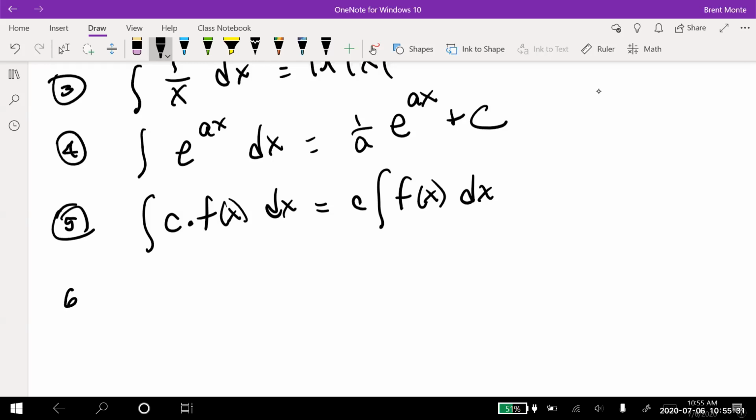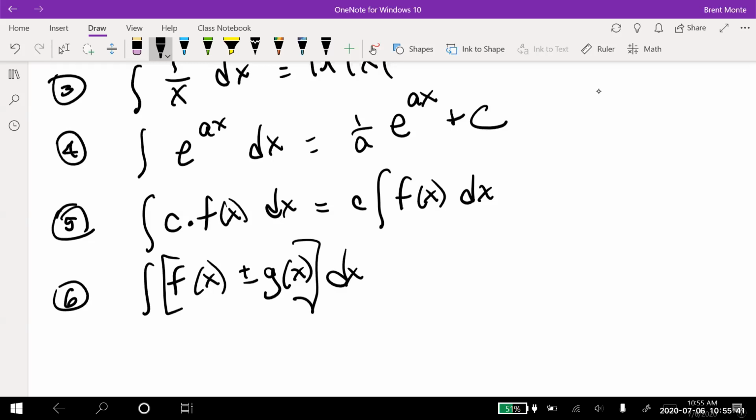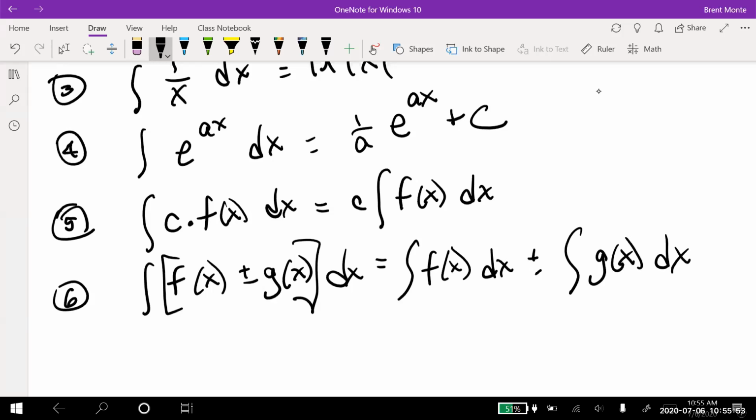And then the last one is just saying if we're taking the antiderivative or the integral of a sum or a difference, just like the derivatives, we can just break that up into 2 separate integrals. Take the integral of f of x dx, and then plus or minus, and then the integral of g of x dx. So there's our properties and rules. So we've got 6 of them we have to pay attention to, and then that's the entire lesson.